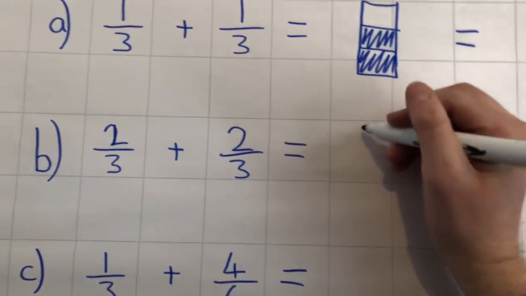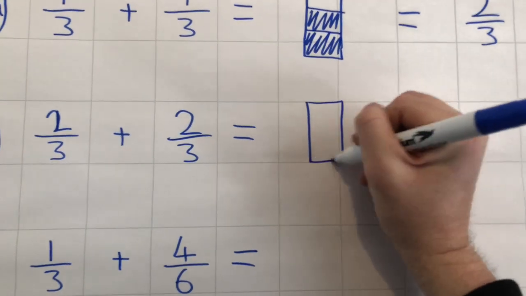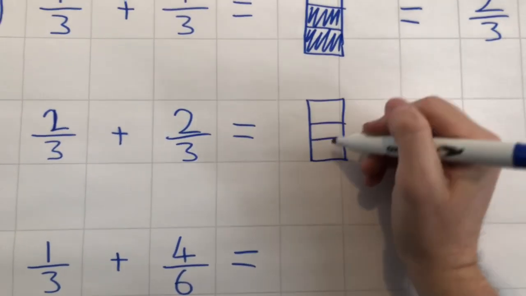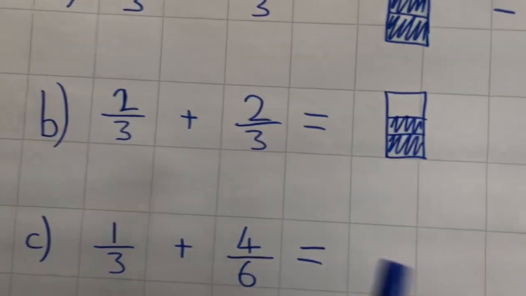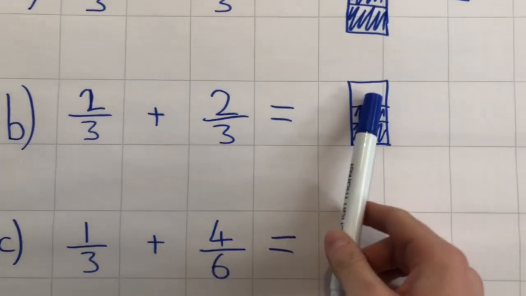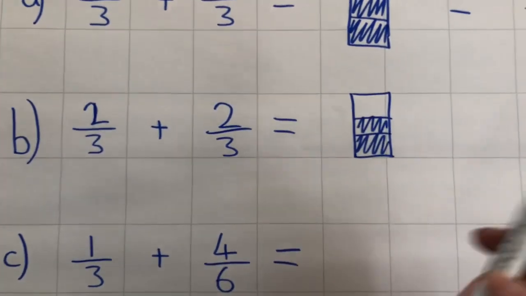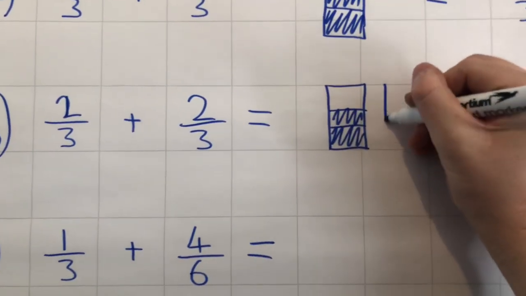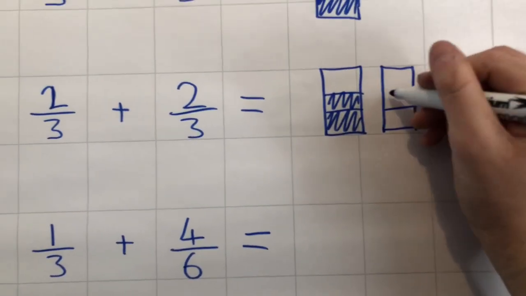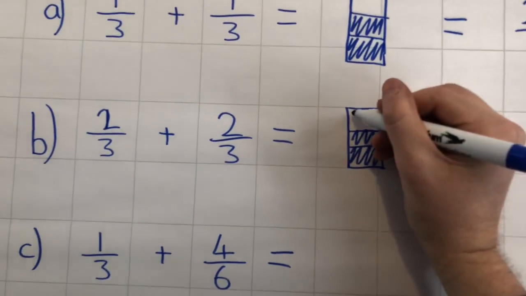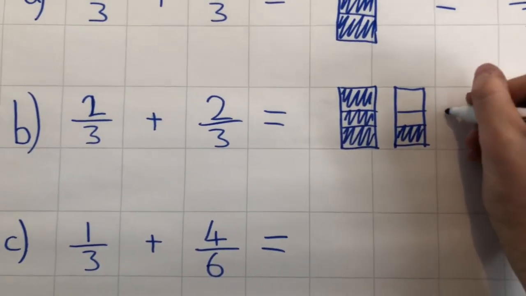Now, in the second example, I have 2/3 and I'm adding a further 2/3 to it. So if I was to draw it, I'm starting with 2/3. Now, we come to a problem where if we add 2/3, I only have 1/3 free. So that means that I need to draw another one to be able to add 2/3. So 1/3 there, add another one.